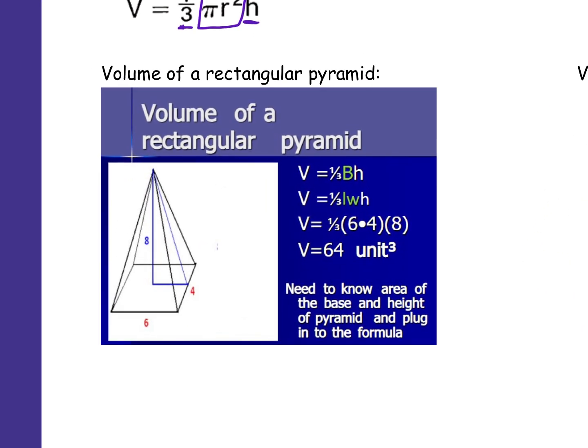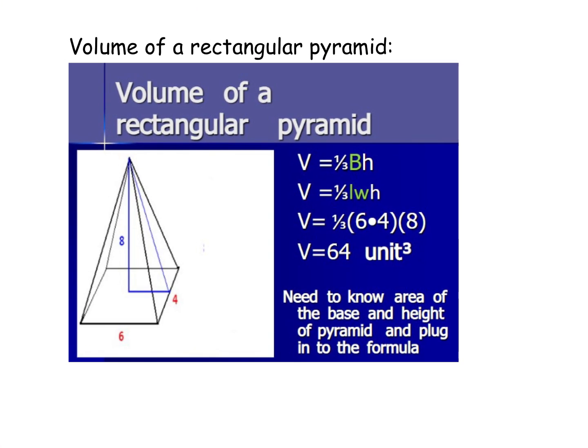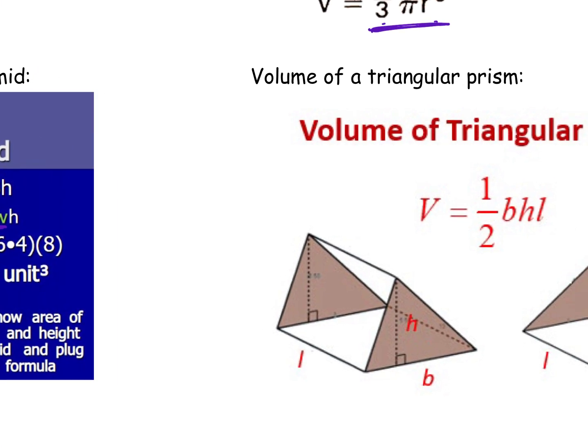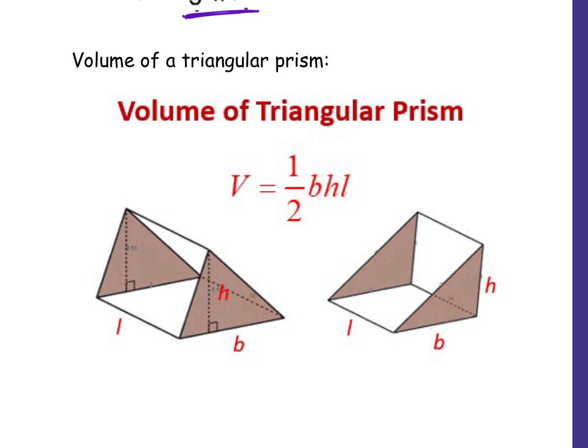The volume of a pyramid is base times height. Well, my base is a rectangle. How to find the area of a rectangle is length times width, right? And then times your height, and 1/3 of that. And then volume of a triangular prism, 1/2 my base times my length times my height. Because a rectangular prism is base times height times length, and a triangular prism is just half of that, because you're just cutting your rectangular prism in half.